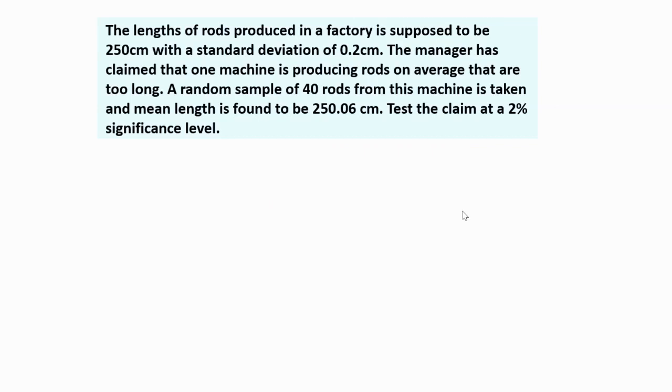Okay, so this question now is clearly, if you have a look through it, you're looking for whether it's confidence intervals or what, all right? So the length of rods produced in a factory is supposed to be blah, blah, blah. The managers claim that one machine, as soon as we start looking at claims, a random sample of 40 tests the claim at a 2% significance level. We are definitely heading into hypothesis testing, and this is great, easy marks, guys.